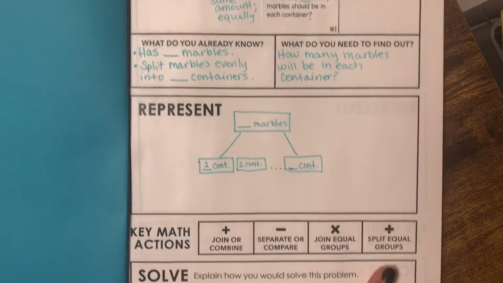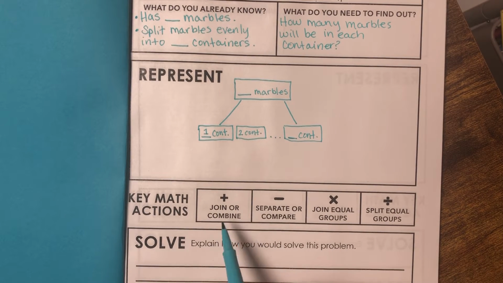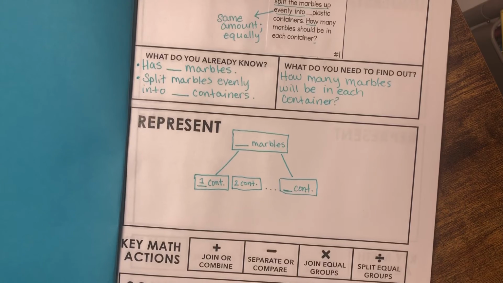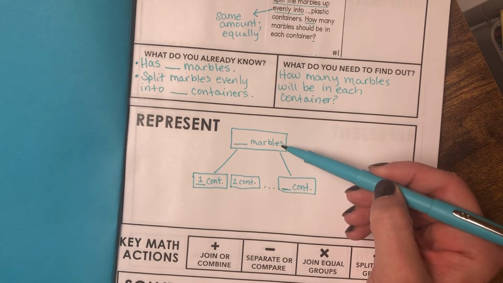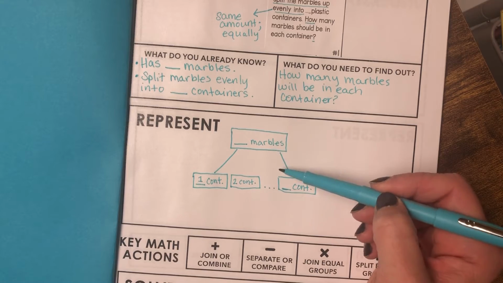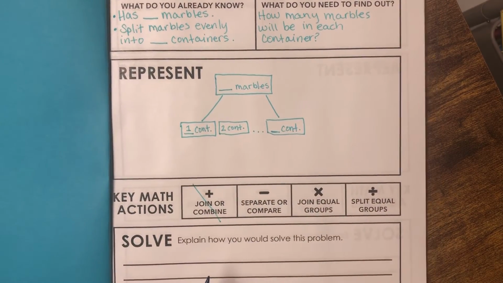So I'm going to look down here at my key actions, and based on some of the information that we've been given, figure out which action I'll take. So am I joining or combining groups? Well, if I'm going to join or combine, that sounds like something's going to be added to, or an amount is going to increase. And the more that I take out of these marbles, my starting point is actually getting smaller, right? So we will not join or combine.